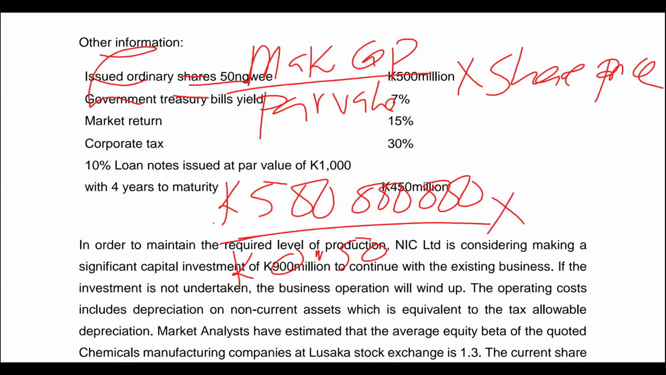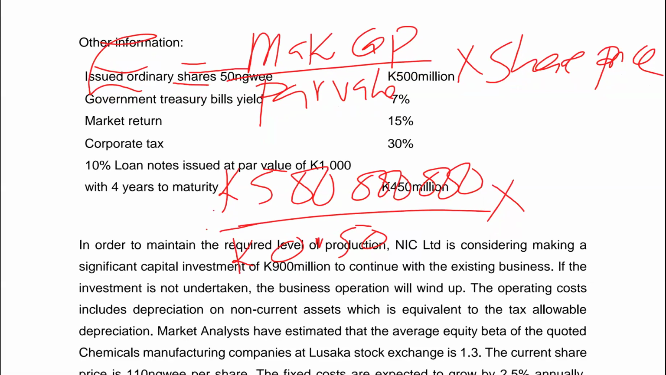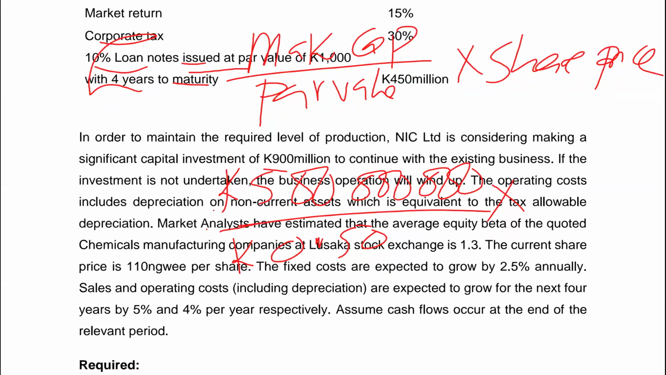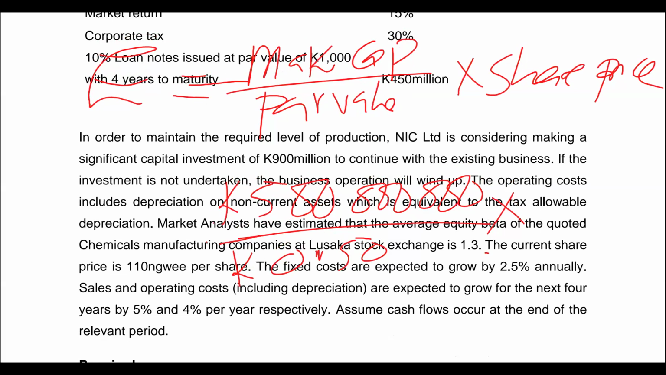What is the share price? Let's read the question a bit further. What was the share price? You've seen the share price. 110 ngwe per share. I don't know. Is it 1 kwacha? 10 ngwe. One kwacha 10 ngwe per share. What language are you using? Okay. It's 1 kwacha 10 ngwe. All right. Let's move on.